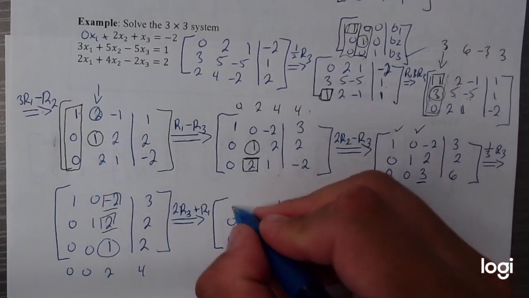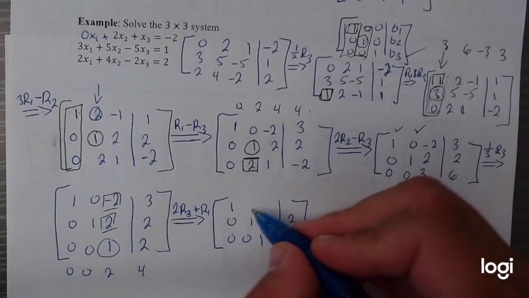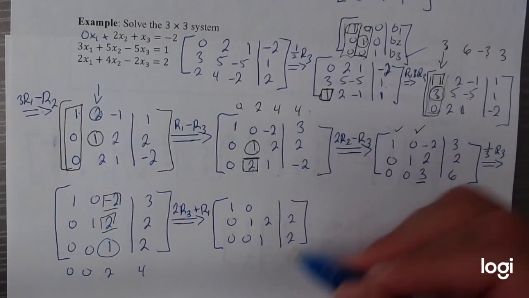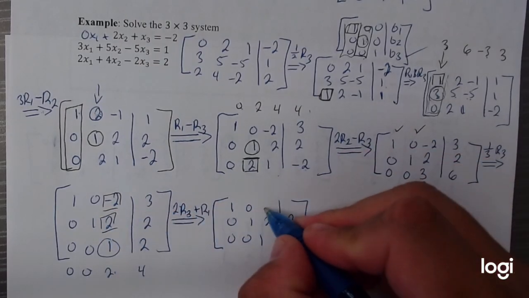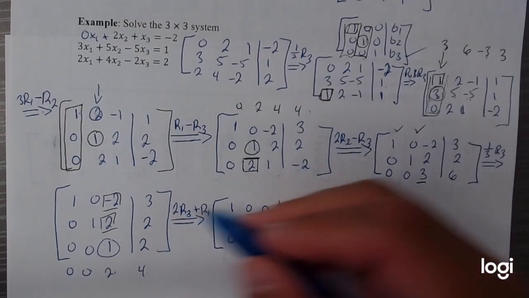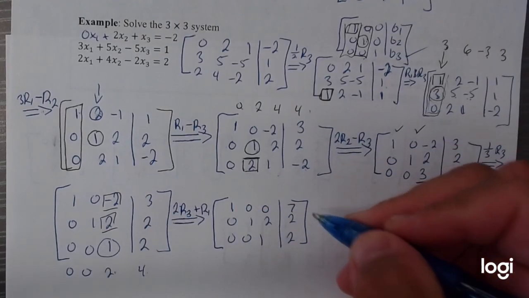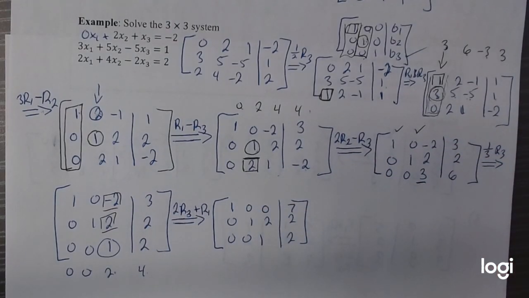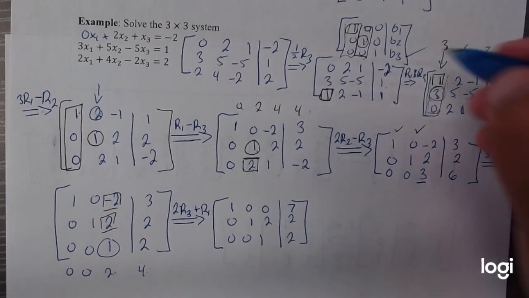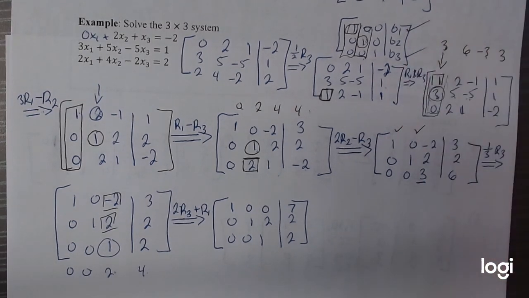So 0 plus 1 is still 1. 0 plus 0 is 0. Notice that doesn't change, right? That's the best part. 2 minus 2 is 0. And then 4 plus 3 is 7. Look at that. We now have x1.